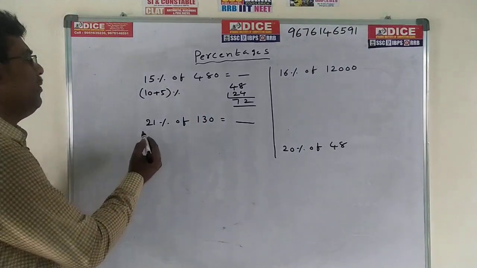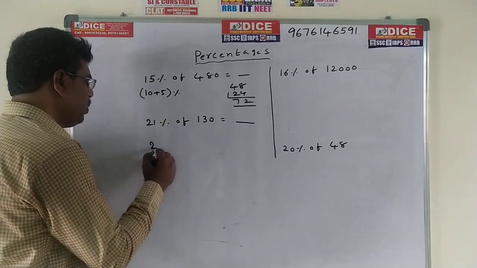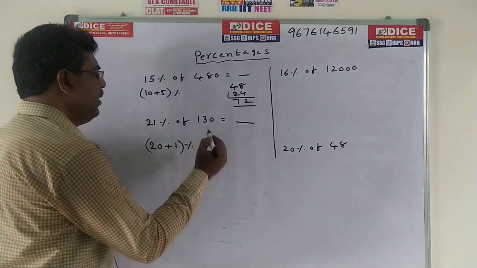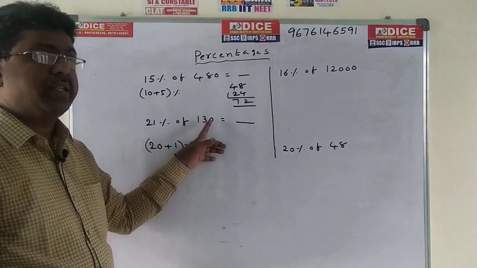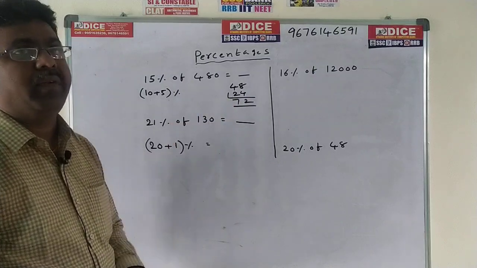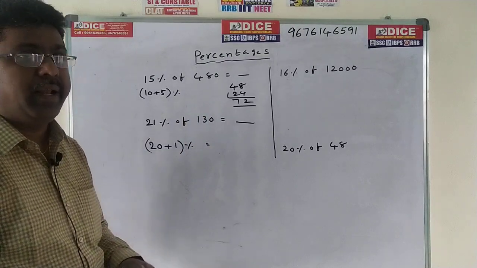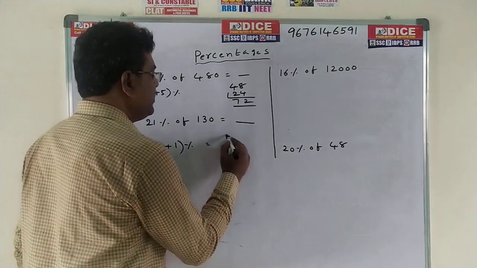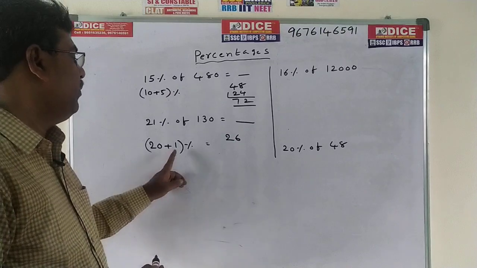If you go for 21% of 130, I am writing this 21% as 20% plus 1%. Now 10% means after one digit, put a decimal, so the 10% value is 13 here. So 20% means 2 into 13, 2 into 13, 26 is the value. Next, how to find the 1% value?